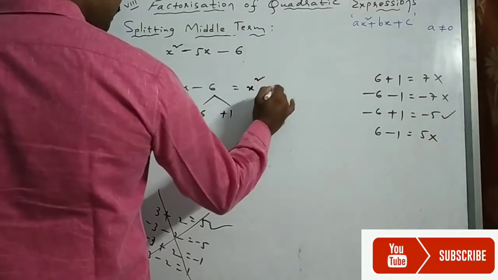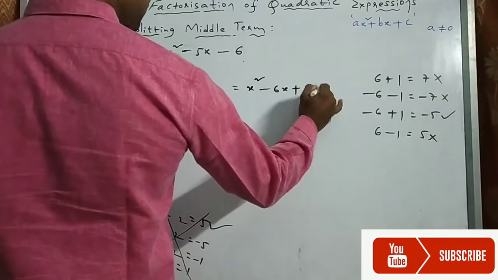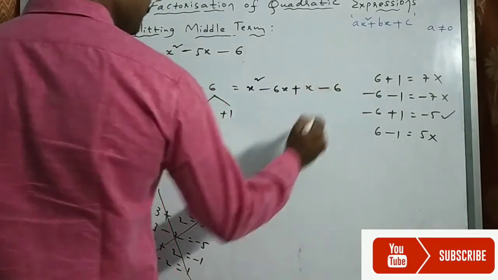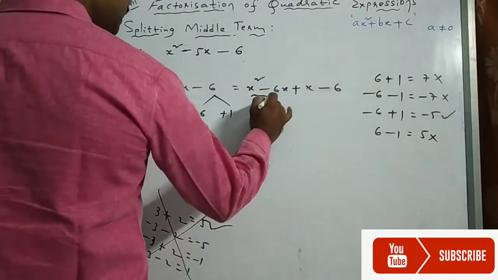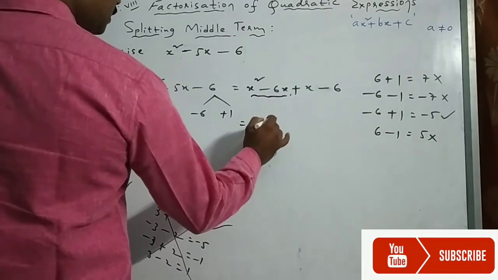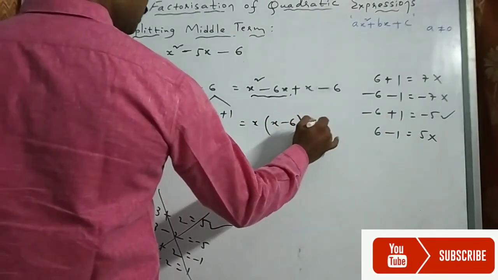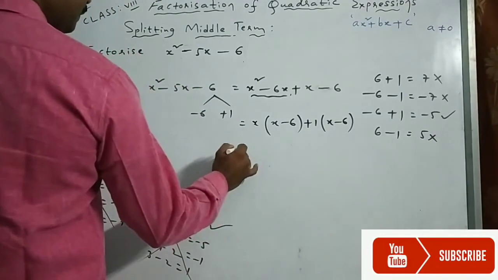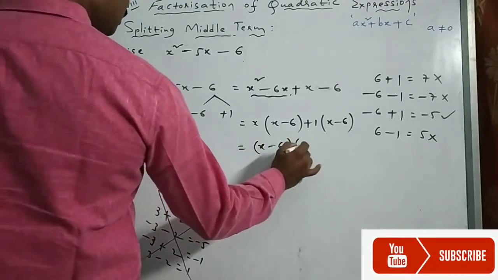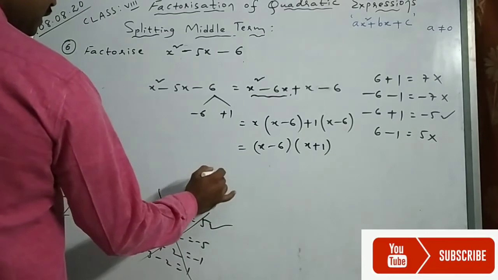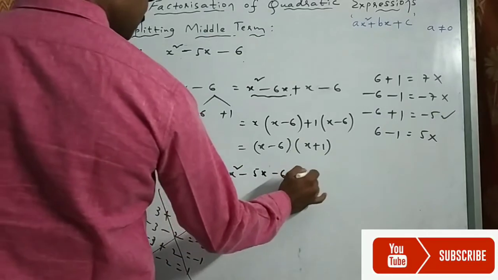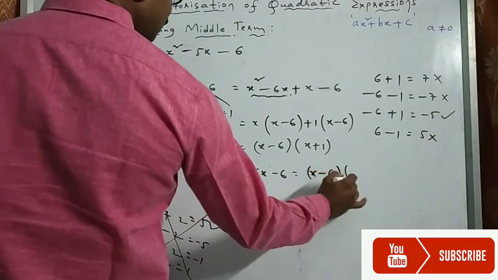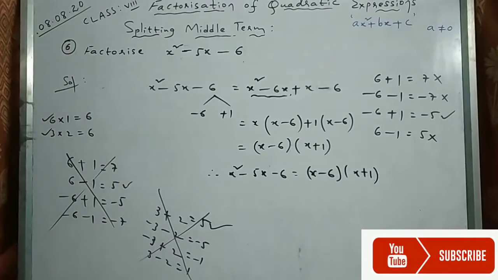So x square minus 6x plus 1x minus 6. Minus 5x can be written as minus 6x plus 1x. In these 2, take x common: x minus 6. Plus 1 common: x minus 6. So x minus 6 into x plus 1. Therefore, x square minus 5x minus 6 equals x minus 6 into x plus 1. Both are the factors of the given expression.